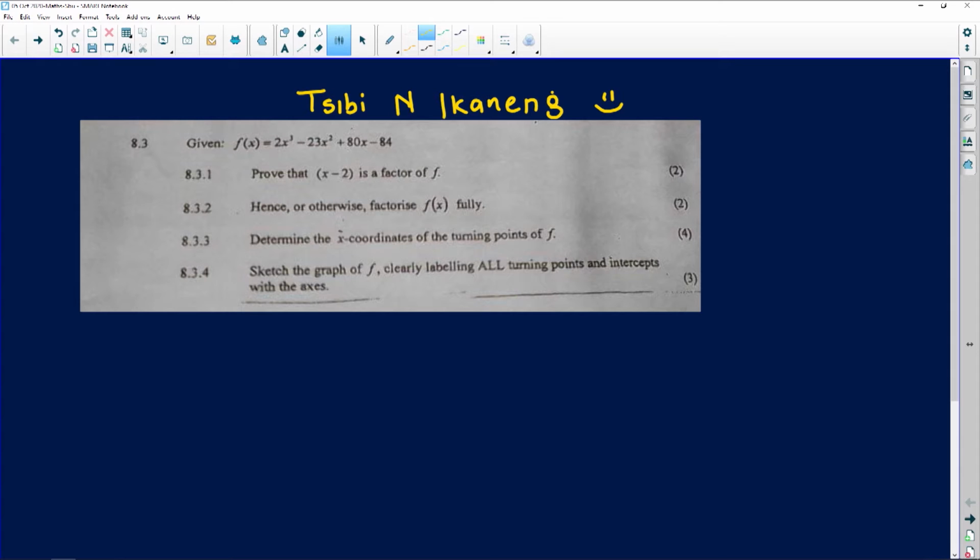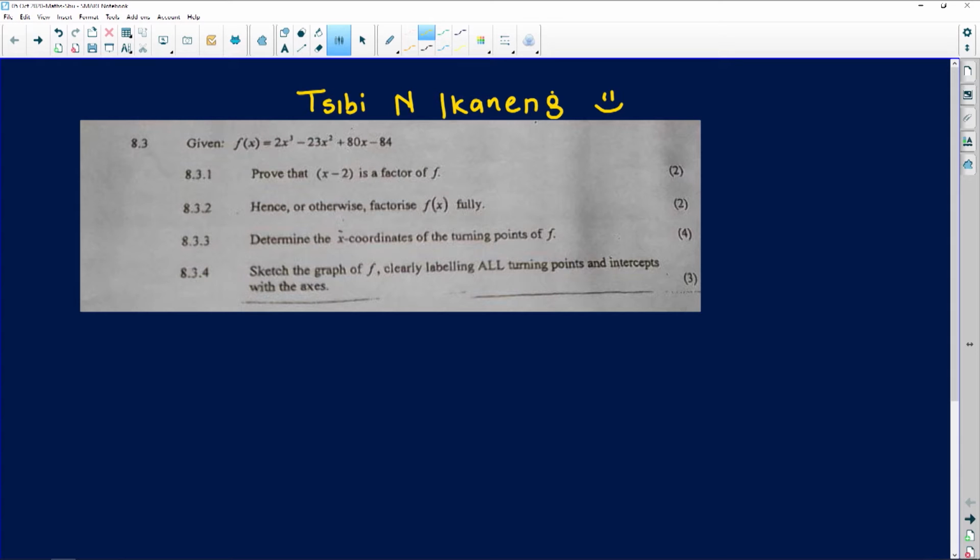It looks like it's a question that is based on differential calculus, cubic functions to be specific. So let's look at it and analyze it together and help you understand how you work with cubic functions, because in every paper 1 exam, you're always going to get questions that touch on cubic functions. We are given that f of x is 2x cubed minus 23x squared plus 80x minus 84.